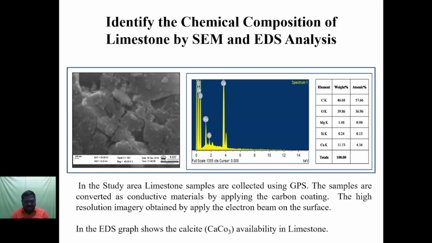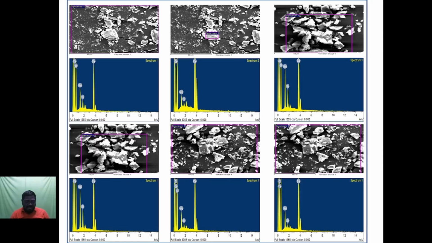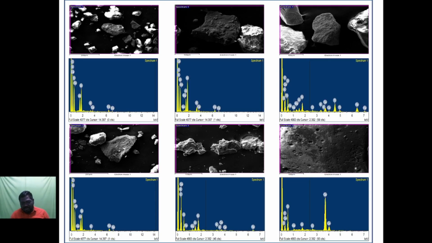Mg is nothing but magnesium, and silica is there, but that composition is too low. You can see the percentage: magnesium is 0.9 and silica is only 0.13, but CaCO3 is very rich. Around 99% is CaCO3. From that we can say that it is the purest form of limestone. The microstructure of the other mixed-composition limestone and its EDS graph are shown in the figure. Please have a look at that.